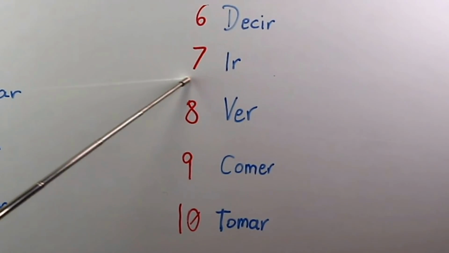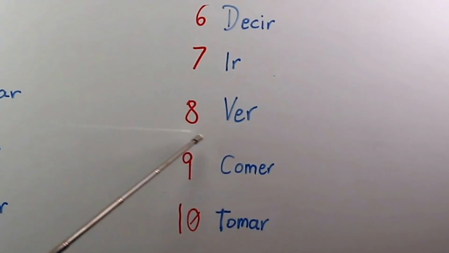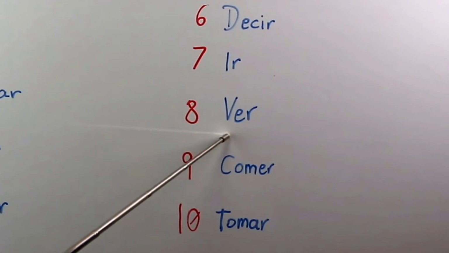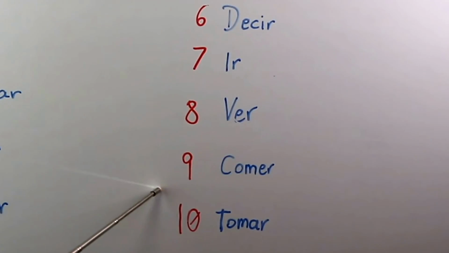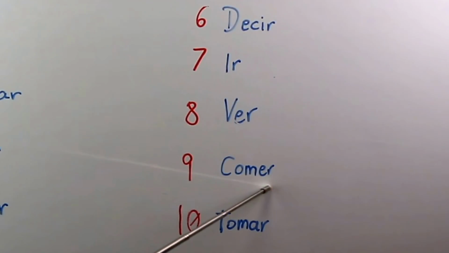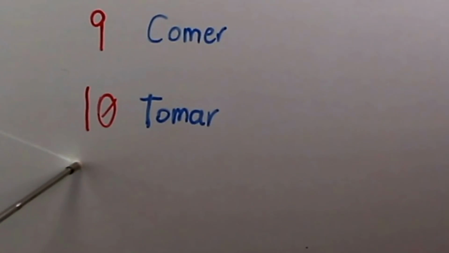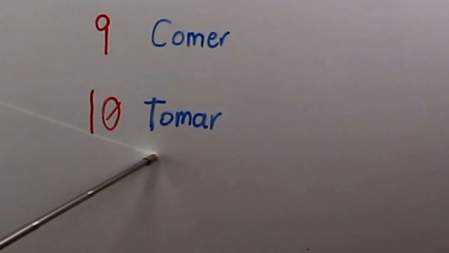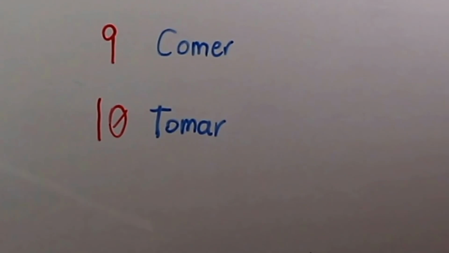Número 7, ir. To go. Número 8, ver. To watch or to see something. Número 9, comer. Comer means to eat. And finally, número 10, tomar. To take or to drink something.